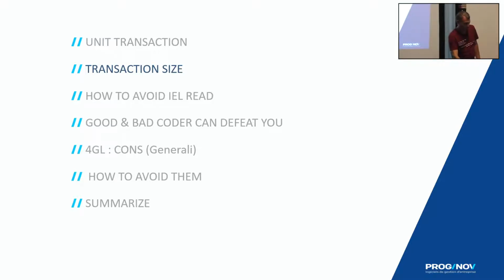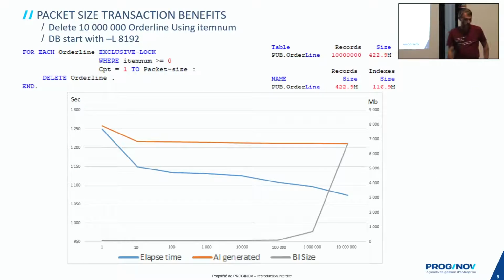So, benefit of packet size. This graph shows us the benefits of the packet size transaction on time, and on space for after-imaging and before-imaging file per packet transaction. For a unit transaction, we can see that there is more than 21 minutes to delete 10 million records. And the after-image file notes is around 8 gig.